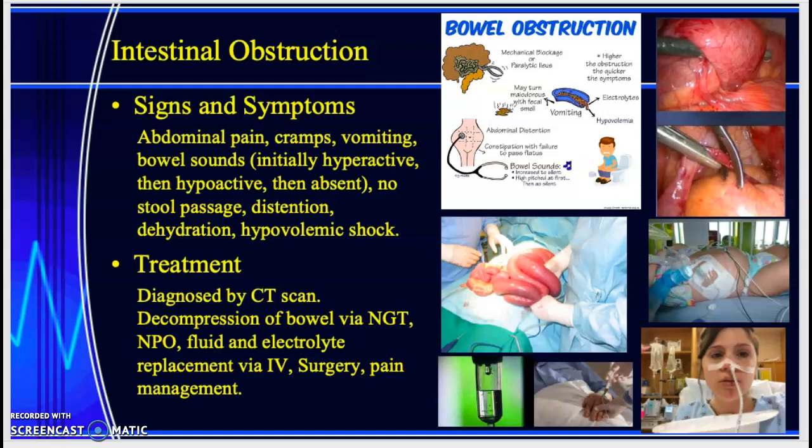And then you ask them, when was your last bowel movement? And they'll say that they haven't had a stool passage for a while. The abdomen will also be distended. They'll be dehydrated, and often they're going to be in hypovolemic shock.